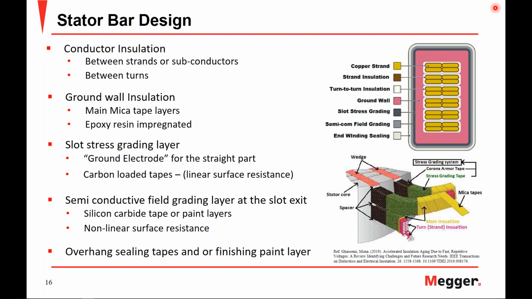You then have your ground wall insulation, or the main insulation, which is comprised of main mica tape layers impregnated with epoxy resins and is shown in pink here in the diagram. This is a common area for the formation of microvoids after the VPI impregnation cycle. And aside from these layers of insulation, there are still the slot stress grading layer shown in purple, the semiconductive layer in gray, and then the end winding sealing in tan here.